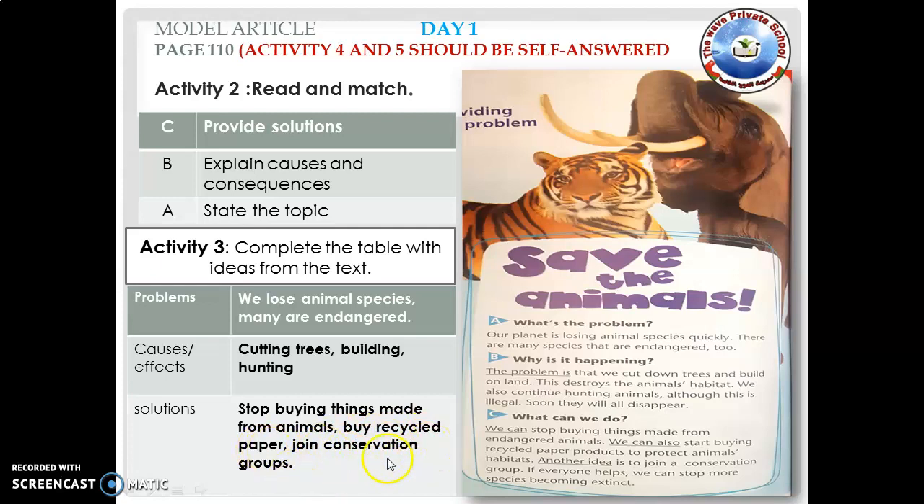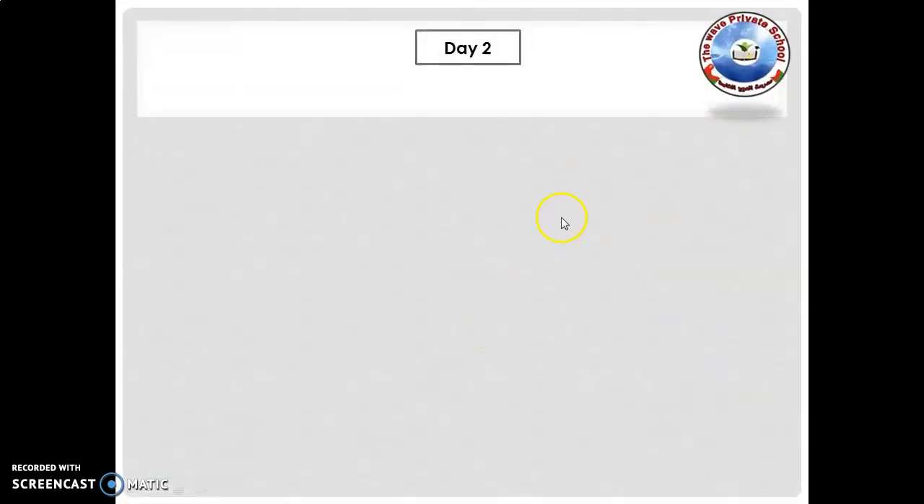What do you mean by conservation? Conservation means to conserve or to preserve animals' habitat. So to avoid making them endangered and extinct. So these are the article ideas that you will use in your pre-writing. This is actually pre-writing activities. Now let's proceed to the next slide.